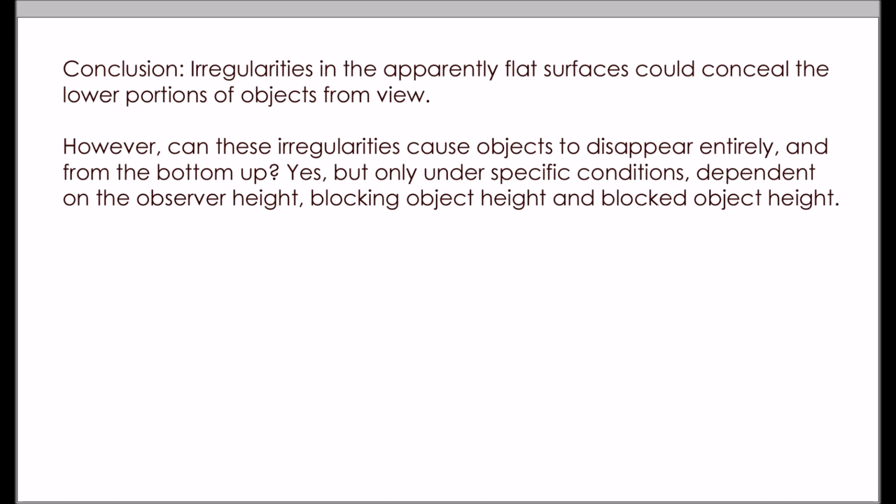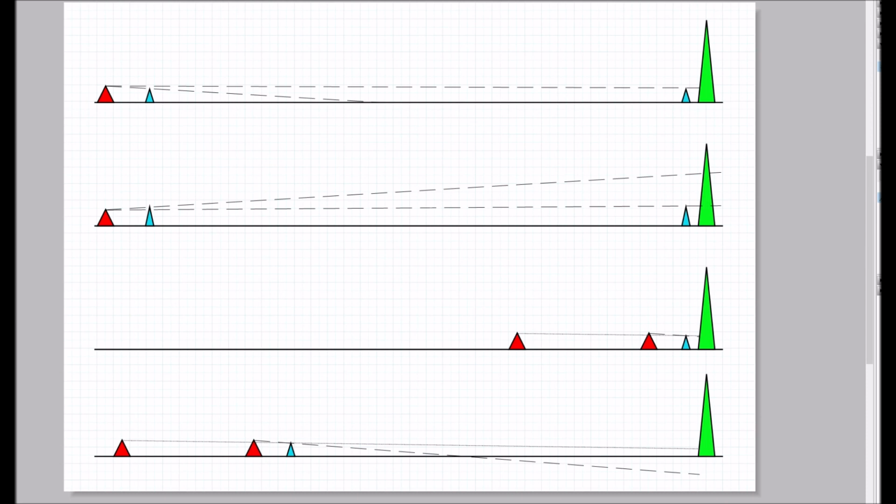We're going to move on to a few diagrams that I've put together that I think might help explain some of these conditions that are involved with this kind of observation. I've created a few slides here, and what we've got is an observer, which is this red triangle on the left. We've got a target object, which is this tall green triangle on the right, and then we will have blocking objects, which are blue triangles in various places and of various sizes.